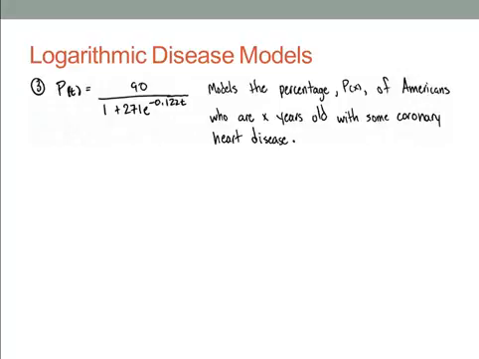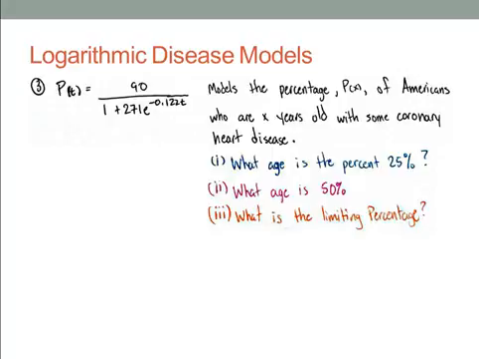All right, this is gonna be slightly depressing, but p of t = 90 divided by 1 plus 271 e to the negative 0.122t. This logarithmic disease model models the percentage p of t of Americans who are t years old with some coronary heart disease. Yeah, so we all have some measurable amount of coronary heart disease, and this measures that percentage.